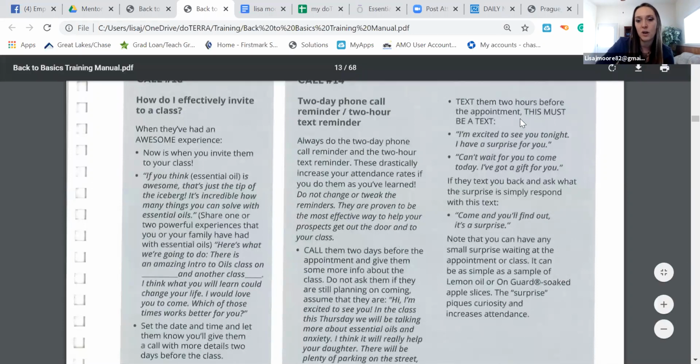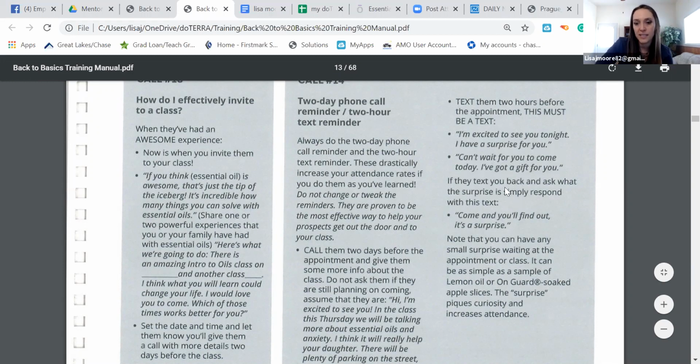So text two hours before. And so you can text, I'm excited to see you tonight. I have a surprise for you. All right. Now, I can't wait for you to come today. I've got a gift for you. So a surprise or a gift.